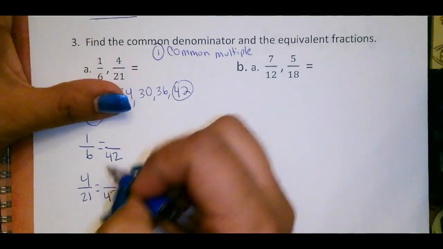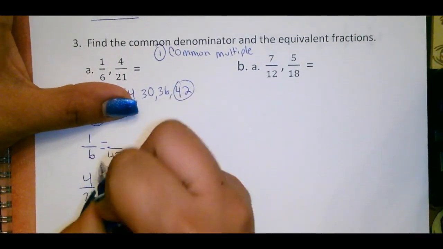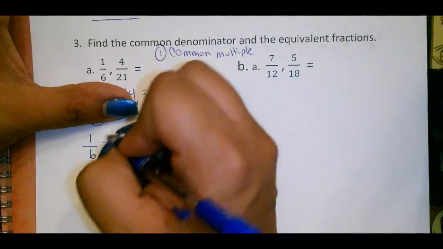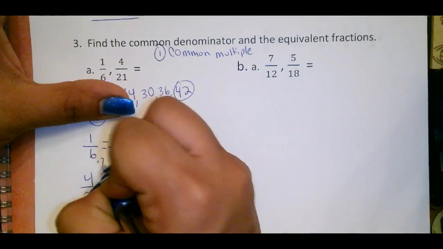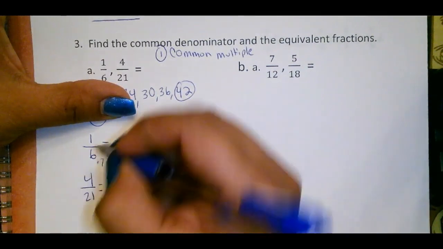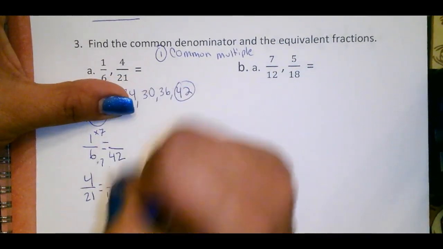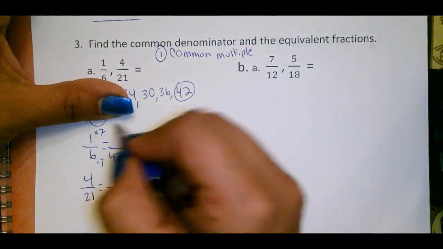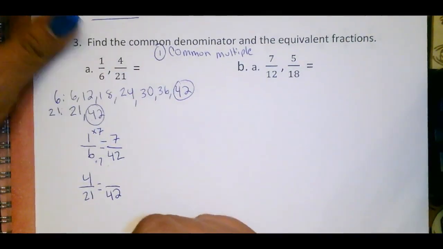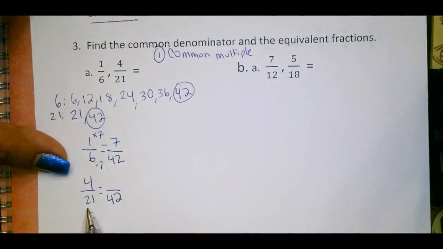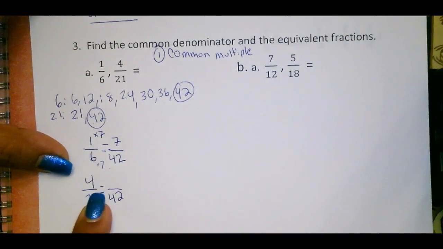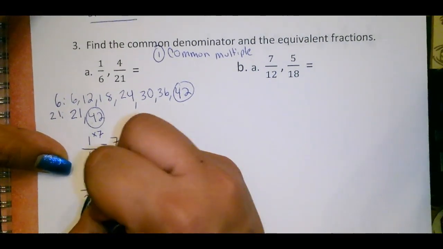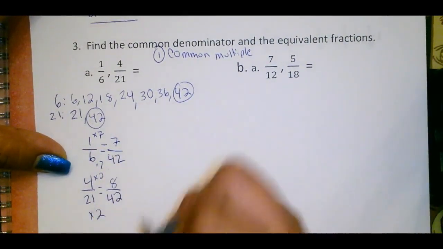All right, so now you think, 6 times what number will give me 42? So 6 times 7, right, will give me 42. So if I do that to the denominator, I need to multiply it also to the numerator. And 1 times 7 equals 7. Then 21 times what number will give me 42? Oh, 21 times 2, right? So if I do that to the denominator, I need to do that to the numerator. So 4 times 2 equals 8.